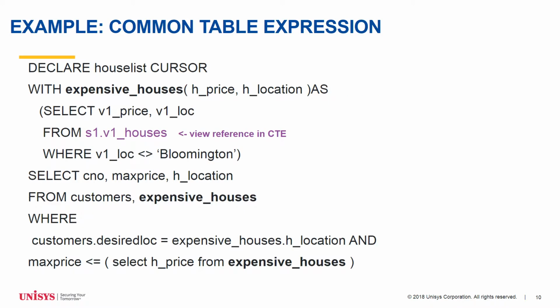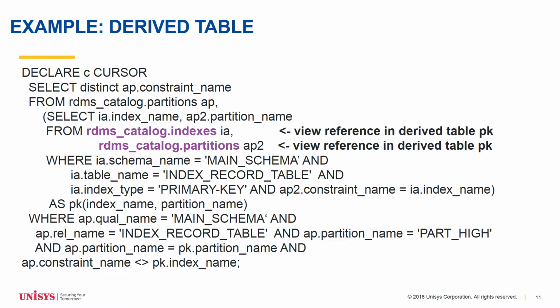In this example, the common table expression, expensive houses, is referenced in the from clause and a subquery predicate in the where clause. It is derived from the view s1.v1_houses, where v1_loc does not equal Bloomington. This example finds all the local indexes associated with a given schema, table, and partition name. To retrieve this information, we need to search multiple catalog views.